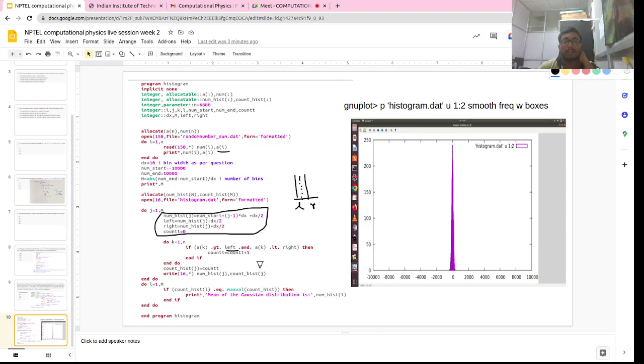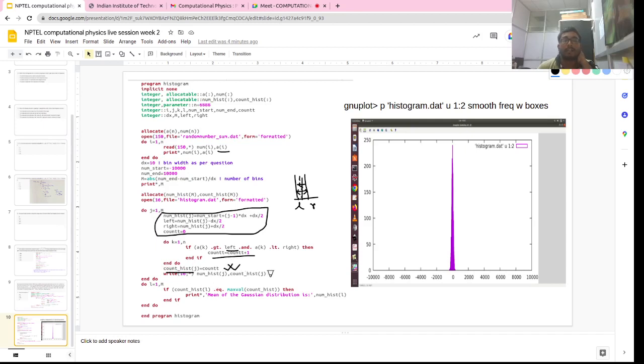It is telling that if we have a value of ak which is greater than left, that means this point will have a certain value, and then ak will lie in between this. If this is greater than that, then it will obviously be right of this left, and if it is less than right, that means this will be left of this right. So it will lie in between them, and then it will make count equal to count plus 1. So for each k it will find those values which are within this left and right, and count those numbers, and this will be updated. Since the do loop is ending, we have the total number of counts within that particular bin stored in this count_hist array.